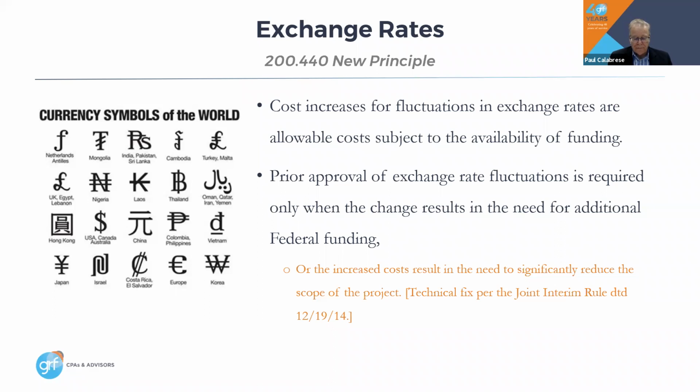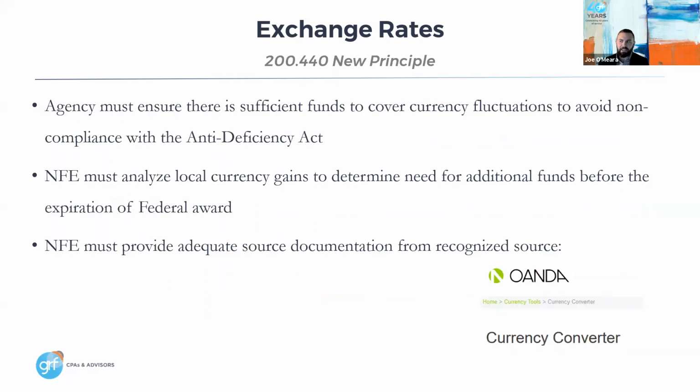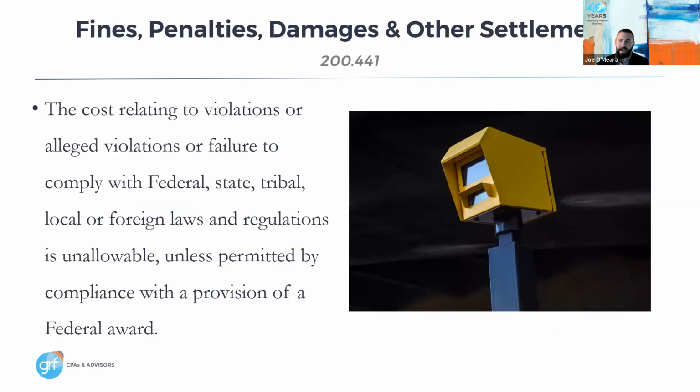Joe? Yep. So fines, penalties, damages, or other settlements. On the next slide, essentially, if you're having to pay a fine or penalty for doing something incorrectly, the U.S. government doesn't want to pay for that. That's your cost burden, and they're almost always unallowable.